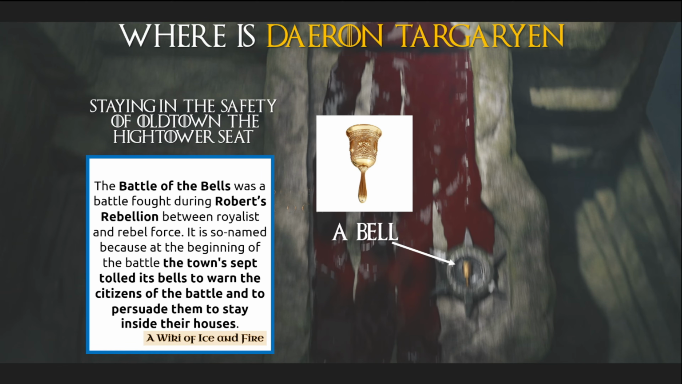Keeping this in mind, I ask, where is Daemon Targaryen? Well, it has been confirmed by Ryan Condal on the official Game of Thrones podcast on their official channel that Daemon Targaryen does indeed live and that he is currently staying in Old Town. Now, the town septon tolled its bells to warn the citizens of the battle to come and to persuade them to stay inside their houses. And Daemon has stayed inside the safety of the household seat of House Hightower.